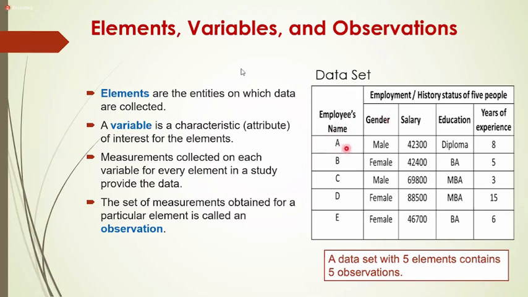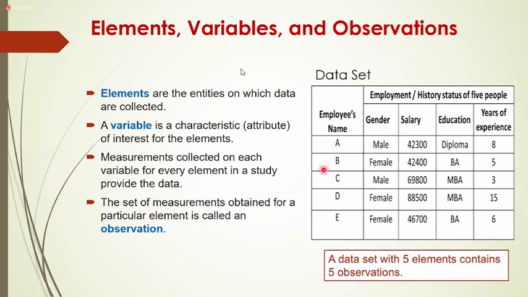Now we are looking at the first term. Look at the measurements collected on each variable for every element in a study, which provide the data. So first we look at the variable gender. For every element, we are looking at element A. What is the measurement we collected for A with gender? Male. So this is the data.